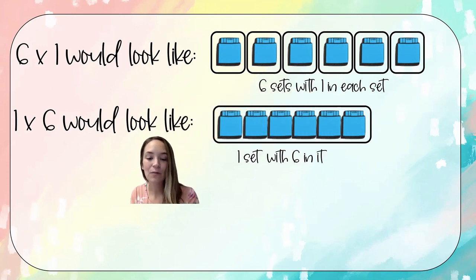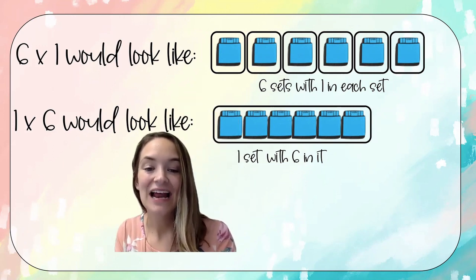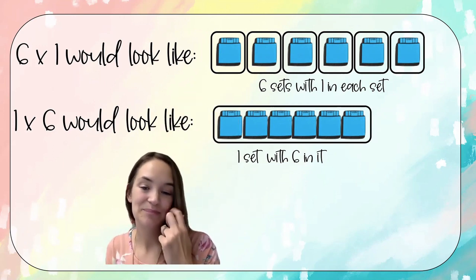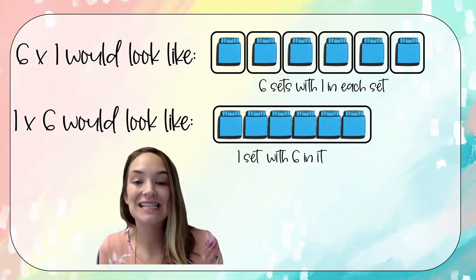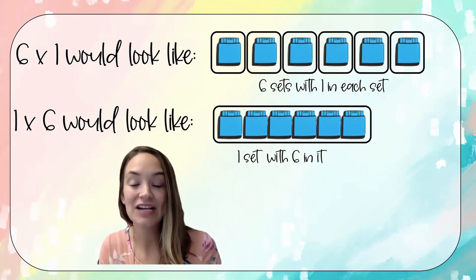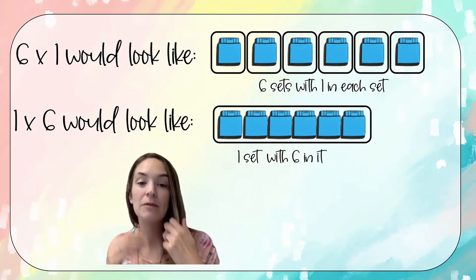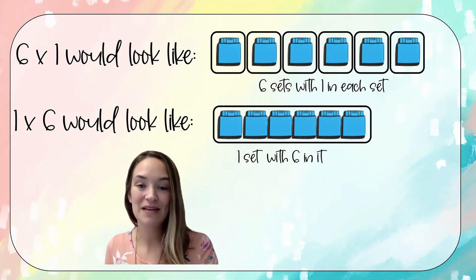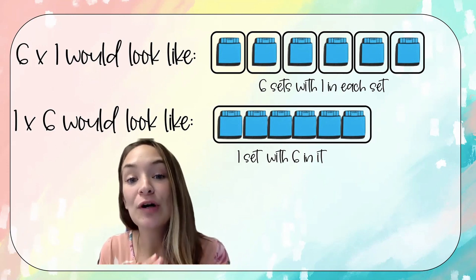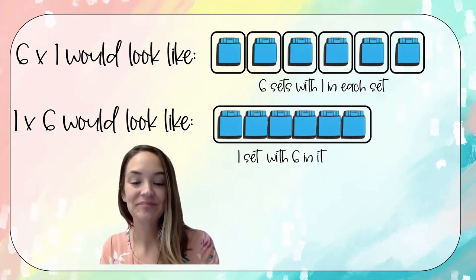So basically what I'm getting at is that no matter what, if you have 6 sets with 1 in each, that means that I have 6 groups of 1. Or if I have the problem 1 times 6, that means that I have 1 group of 6.